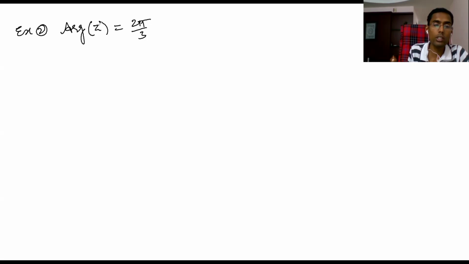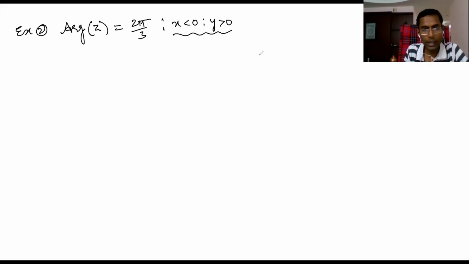120. Second quadrant. Second quadrant means what? X less than 0, y greater than 0. You should understand this first. X greater than 0, y greater than 0. If you want, you can write directly. You can write what is that ray?